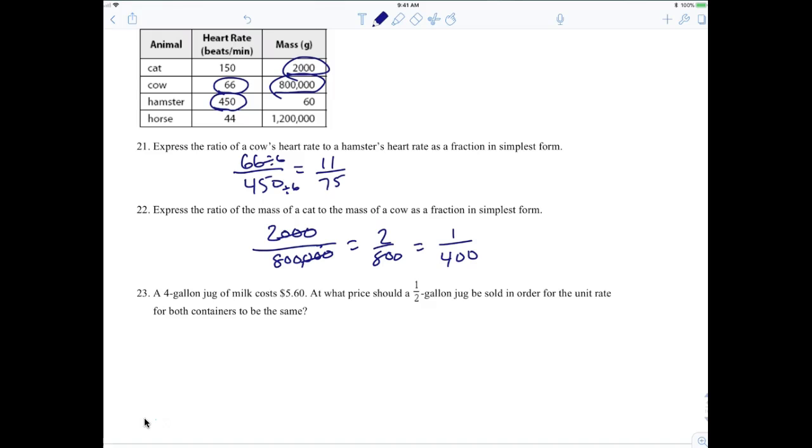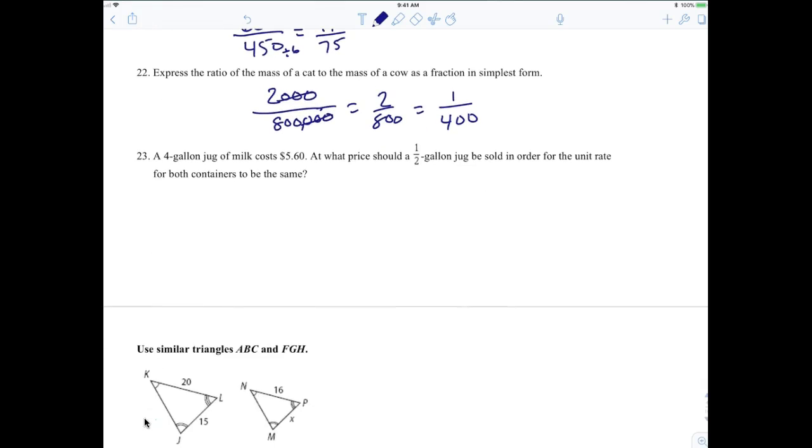All right, moving right along, 23. A 4-gallon jug of milk costs $5.60. At what price would a half a gallon be? Well, here's how I looked at this. If I had 4 gallons for $5.60, then 1 gallon would equal what, guys? Somebody tell me what 1 gallon would equal. It would equal $1.40. Right? Because you did 560 divided by 4, right?